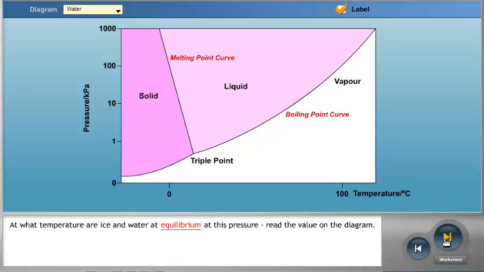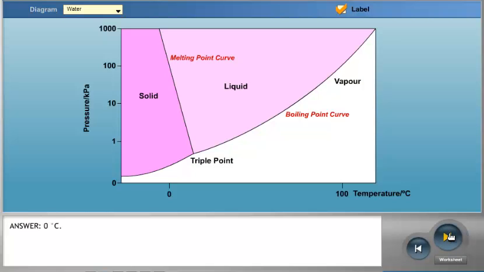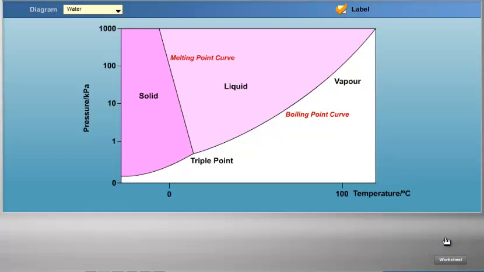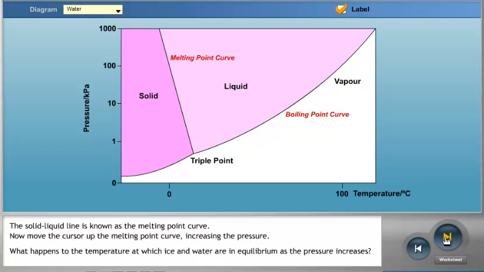At what temperature are ice and water at equilibrium at this pressure? Read the value on the diagram. Answer: 0 degrees Celsius. What is this temperature usually called? Answer: the melting point of ice or the freezing point of water. The solid-liquid line is known as the melting point curve.